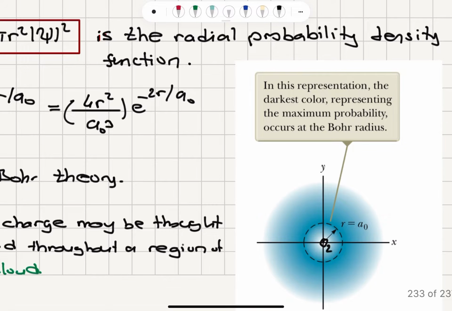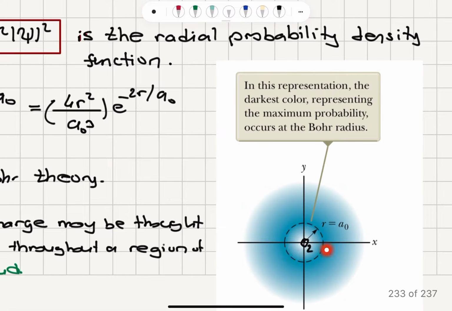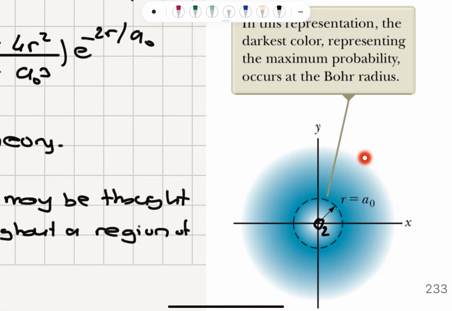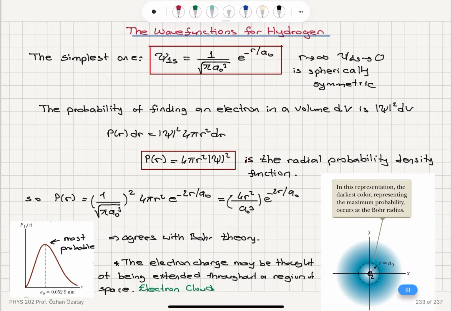If we plot this in the full space defined by xyz coordinates, we get what looks like a cloud. So we call this the electron cloud. So the electron charge may be thought of as being extended throughout a region of space, which is called the electron cloud. So this is going to represent for us the 1s orbital radial probability distribution. Basically, it shows us the probability of finding the electron in the space that is defined by x, y, and z coordinates here, and the most probable position is a single Bohr radius, r equal to a0.